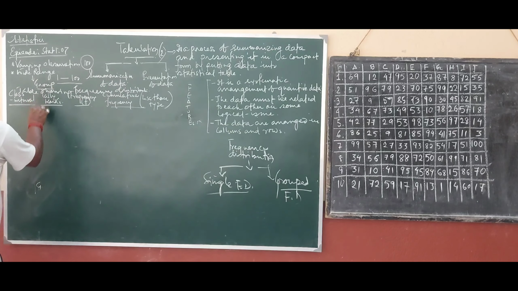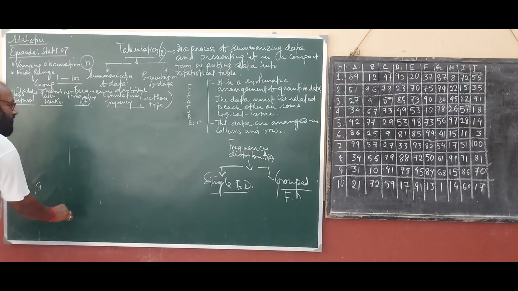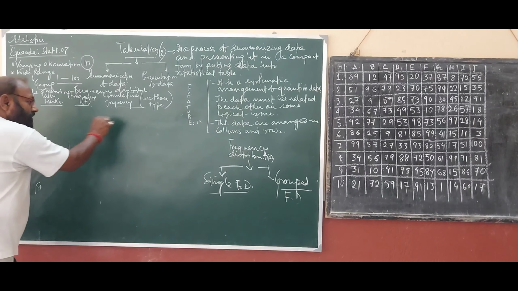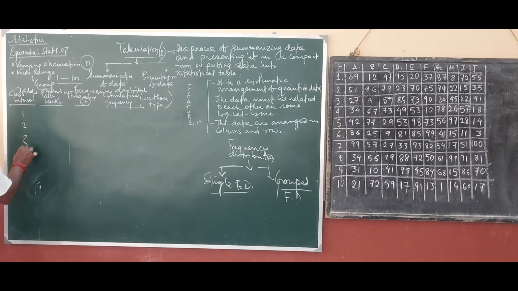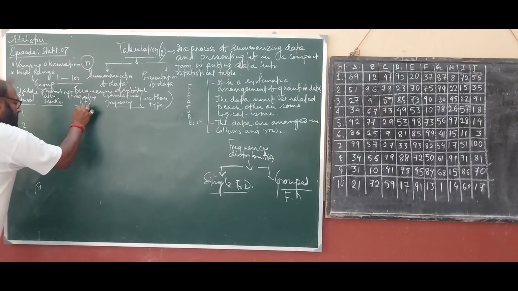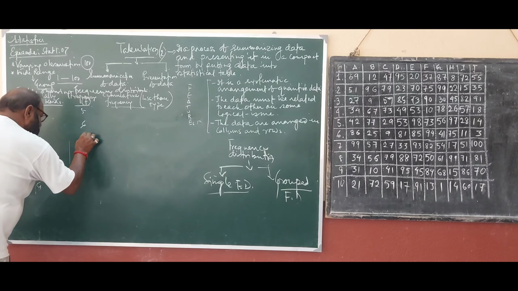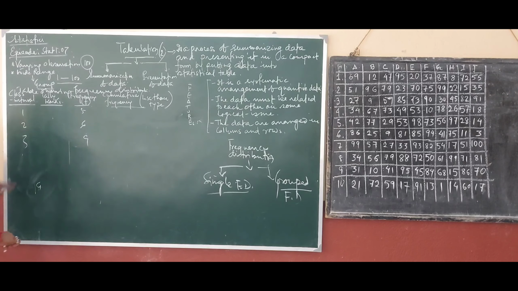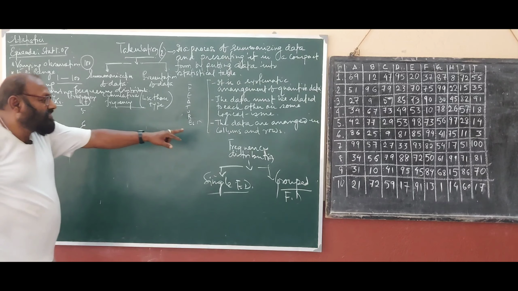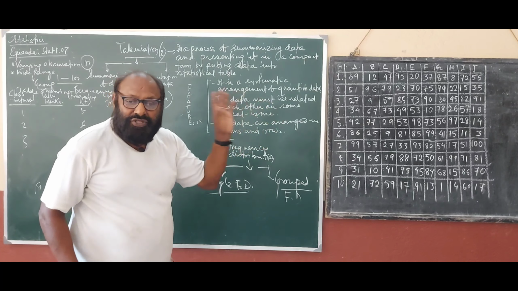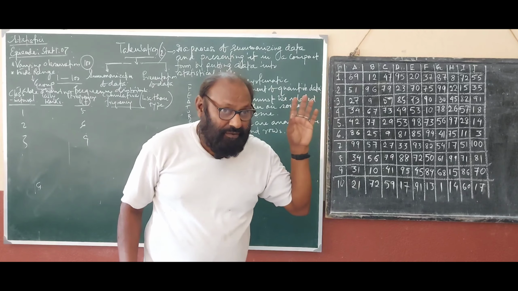Look, this is known as a column, and these are known as rows. Whenever I am writing 1 2 3 and telling something, 5 6 and 9, so what is that? This is the row, this is the column and these are the rows. So it is presented in columns and rows. So these are the features of tabulation.